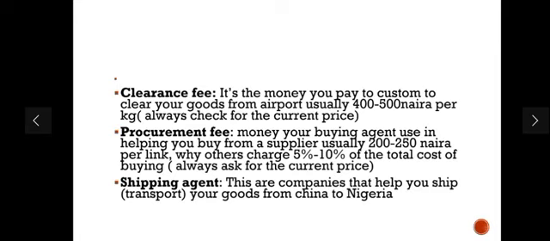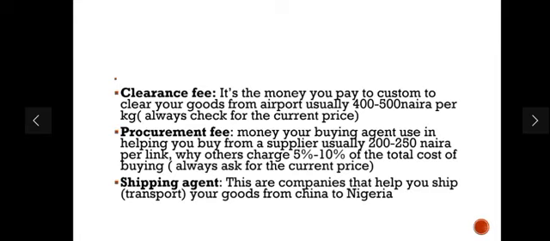So the other one is procurement fee. Now this money is what your buying agent uses in helping you buy from a supplier. It's usually 200 naira to 250 naira per link. I'm going to be showing you how to copy a product link and the rest as the class progresses. So this is what your buying agents charge, depending on your agent. Some agents may charge more, some may charge less.